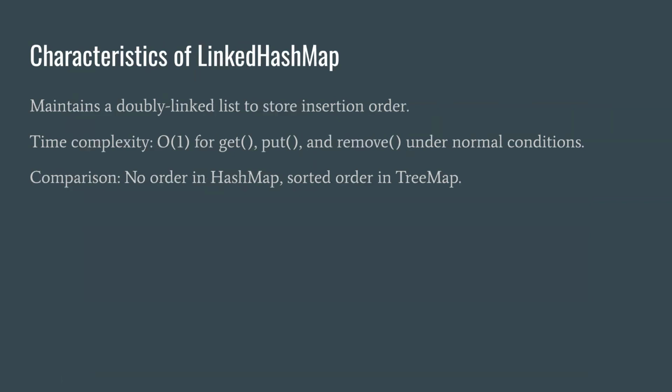Characteristics of LinkedHashMap. LinkedHashMap maintains a doubly linked list. By maintaining a doubly linked list, it makes it possible to retrieve elements in the order they were inserted without sacrificing the performance benefits of hashing. Operations like get, put, and remove have a time complexity of O(1) under typical conditions, which is incredibly efficient.